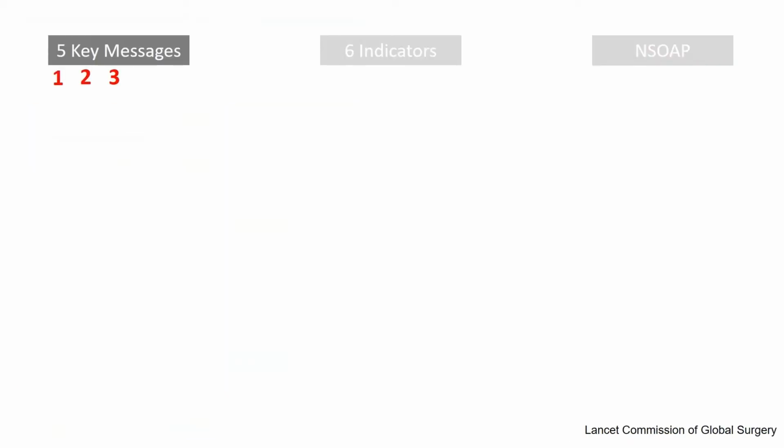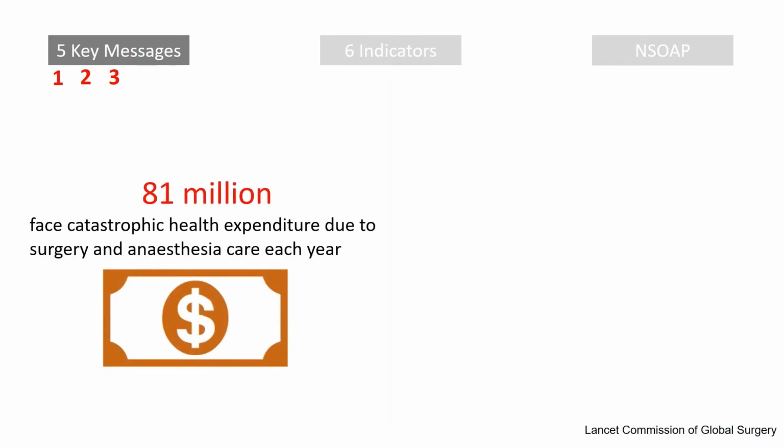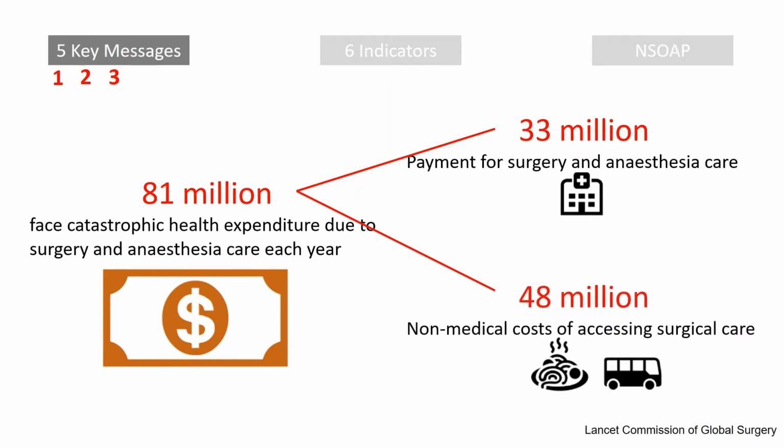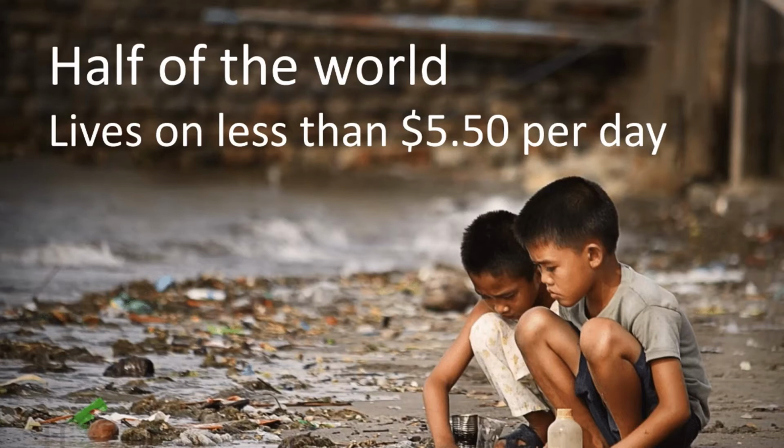Key message 3. Each year, 81 million people face catastrophic health expenditure related to surgery and anesthesia care. 33 million are due to payment for surgery and anesthesia care. 48 million cases are attributable to the non-medical costs of accessing surgical care. A quarter of people will incur financial catastrophe as a result of having a surgical procedure. The burden of catastrophic expenditure for surgery is highest in low-income and lower-middle-income countries, and within any country, the burden is heaviest on poor people.